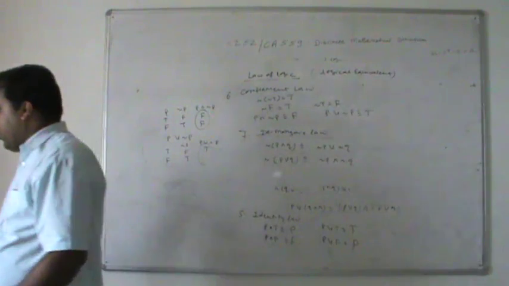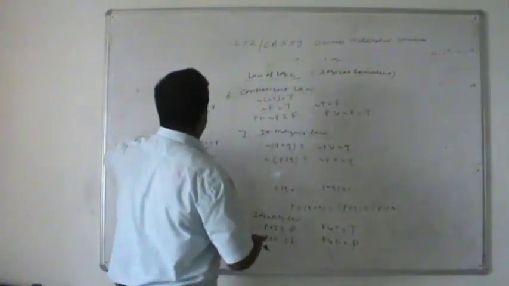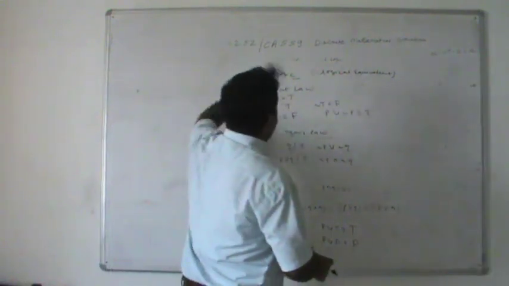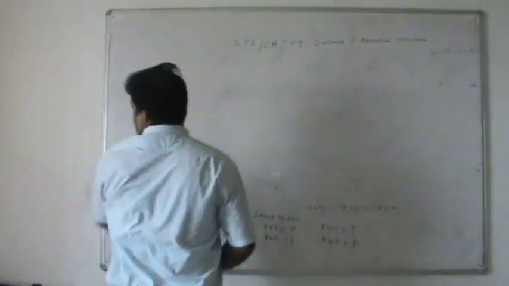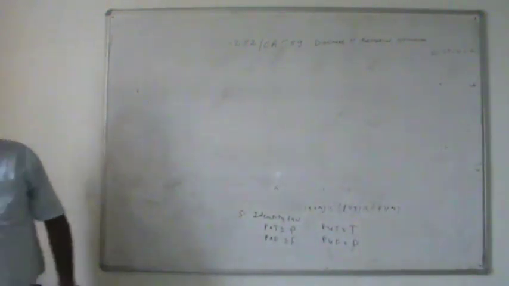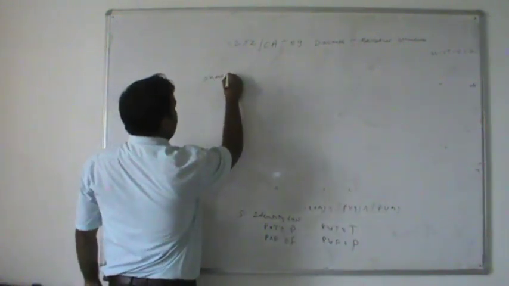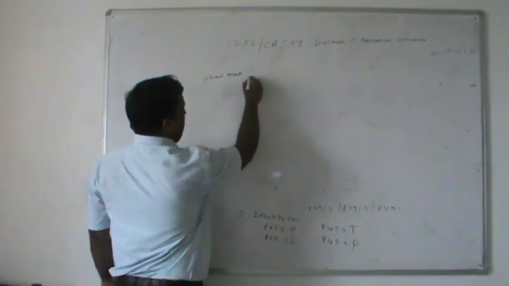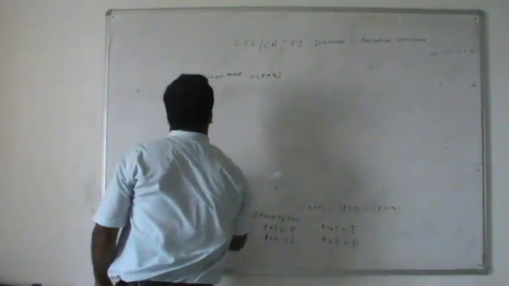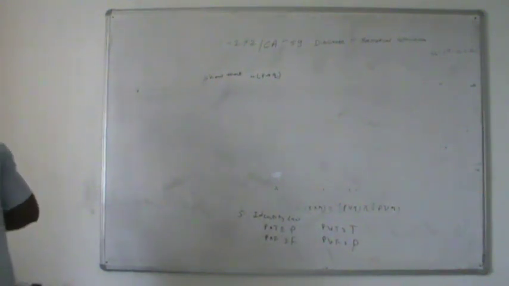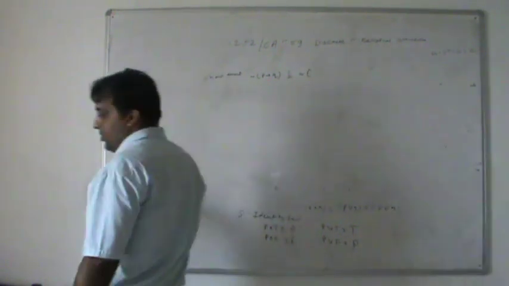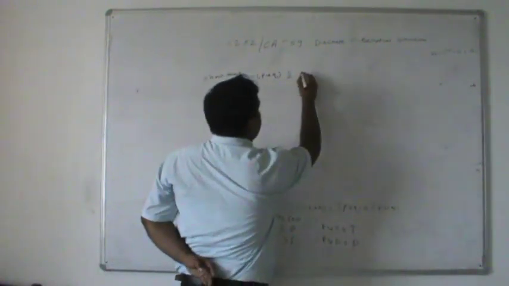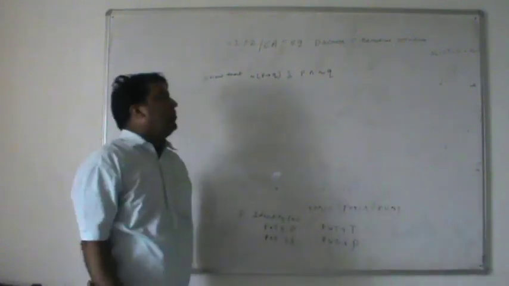So we can come to a few problems based on the laws of logic. How can the laws be applied for solving problems? So we can take one problem. Without using the table, without writing the truth table, you can show that negation of P implies Q is equivalent to P and negation Q.